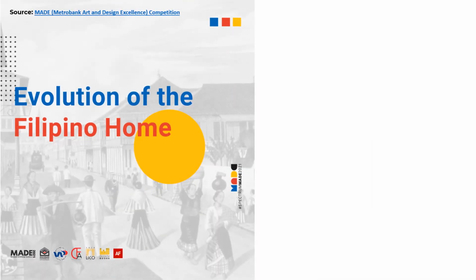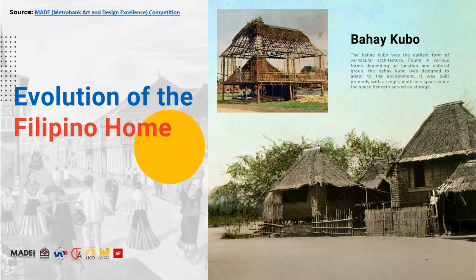Now, before we move on to the planning considerations, let's see the history of the evolution of the Philippine home. So this is from the MADE or Metro Bank Art and Design Excellence Facebook page. So first, we have the Bahay Kubo. The Bahay Kubo was the earliest form of vernacular architecture, found in various forms depending on location and cultural group. The Bahay Kubo was designed to adapt to the environment. It was built primarily with a single-use, multi-use space, while the space beneath served as storage.